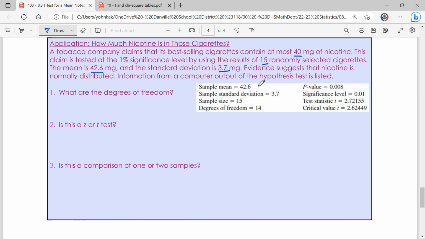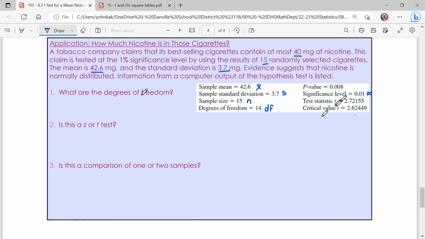So we have a sample mean, that's our X bar. We have a sample standard deviation, that's our S. We have a sample size 15, which is N. Degree of freedom is 14. We have a p-value. We don't really use p-values much, but that is part of a different kind of hypothesis test. We have a significance level, that's our alpha. We have a test statistic, that's the one that we get from the equation. And we have a critical value, that's the one that we get from the picture.